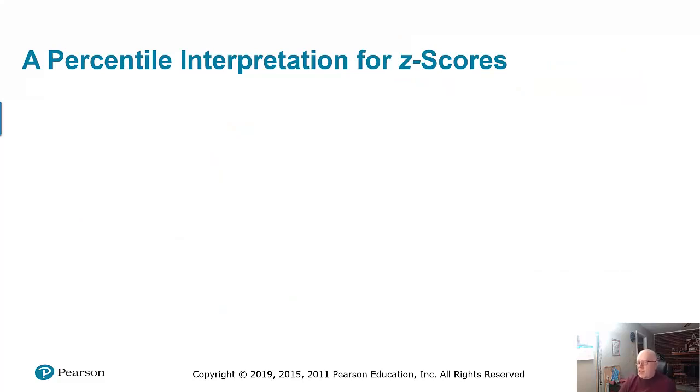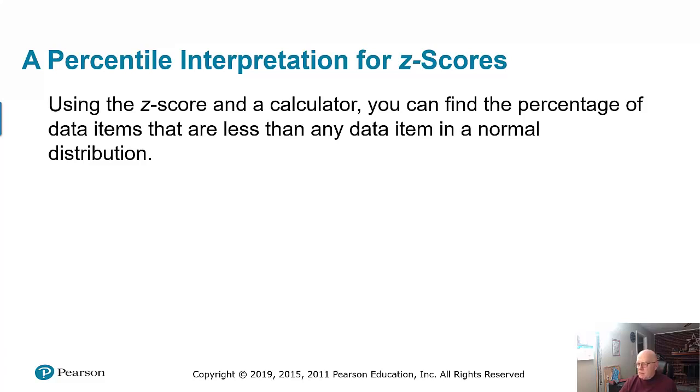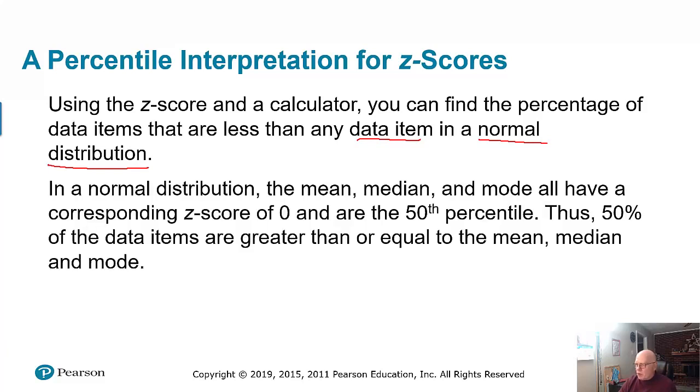So how about an interpretation for those z-scores? With a z-score in a calculator, you can find the percentage of data items that are less than any data item in a normal distribution. Keep in mind, we are talking about normal distributions in this section. In a normal distribution, remember, the z-score is right in the middle, where the mean, median, and mode have met. It's the 50th percentile, right in the middle. Z-score is 0. Mean, median, mode, 50th percentile. All of them are exactly the same place.